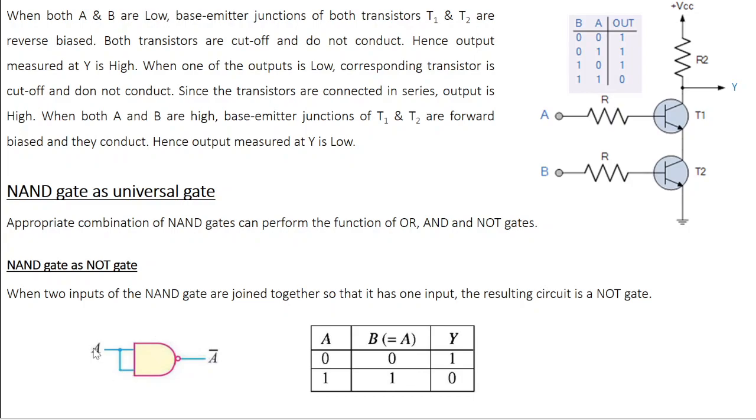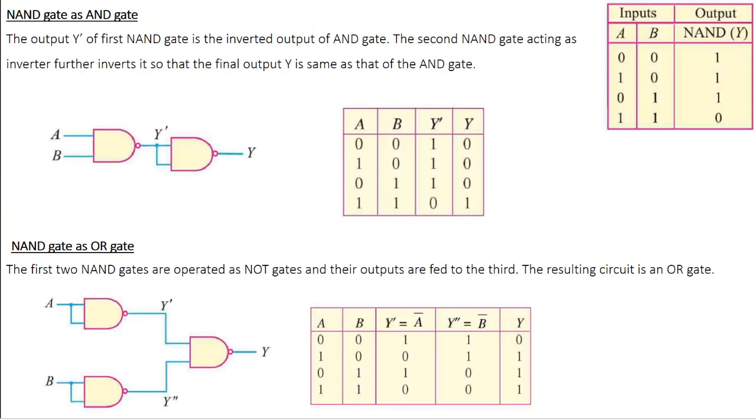Okay. So here your input B is the same as A because both are connected together, right? So you have only two possibilities: both A and B are 0, and both A and B are 1. From the truth table we know that when both A and B are 0, output is high, and when both A and B are 1, the output is low. So your output is the inverse of the input. This is your NOT gate.